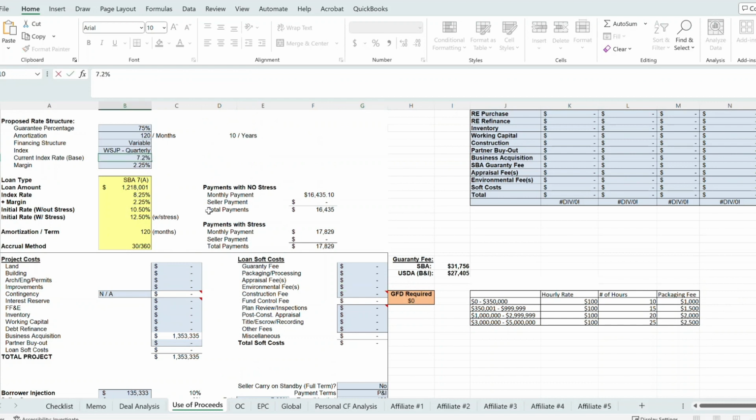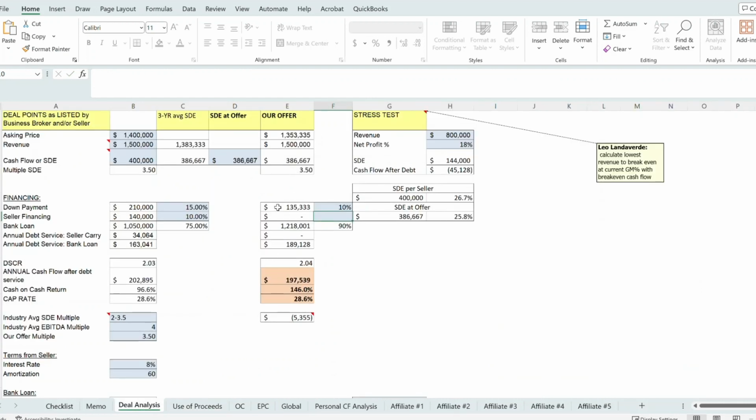So if we got a better rate, say 7.25, now our rate is 9.5. What happened to our debt service? It went down from 197 to 189. This is how you play with the different variables. Now, I need to cover 189,000. So say you did 900,000 worth of revenue. Notice that the SDE per seller is 26.7. This is your net profit, and your SDE offer is 25.8. We know that the business is considerably more profitable than what we were anticipating. But say something bad happened, and you need to figure out what your fallback position is.